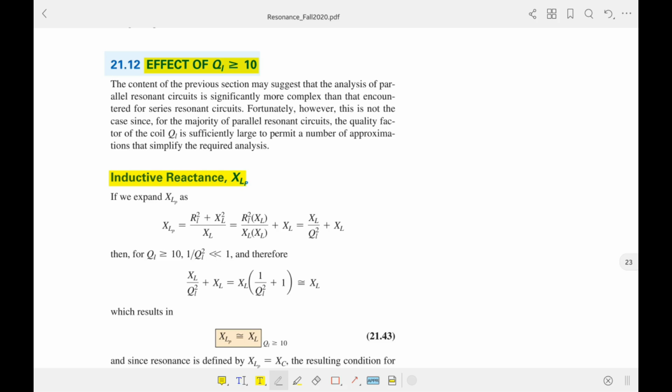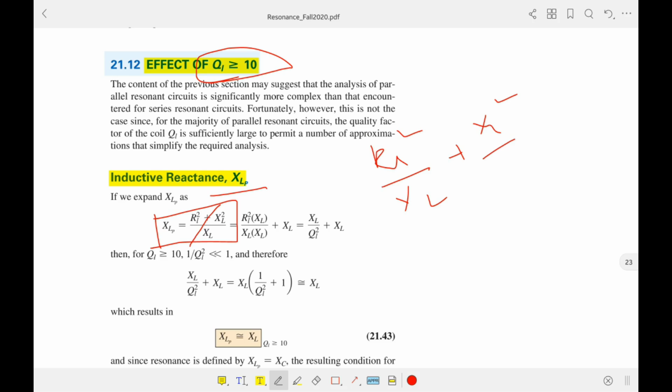All the equations that I just showed you in the previous session can be reduced to simpler expressions whenever we consider QL greater than or equal to 10. First of all, the expression of inductive reactance, that means XLP. This one is already derived; you can find it in the upper portions of this PDF. Then if you divide this equation, it will be RL squared over XL plus XL squared over XL. So here you have just XL, and here RL squared over XL. Then if you multiply XL to both numerator and denominator, it will be just like this.